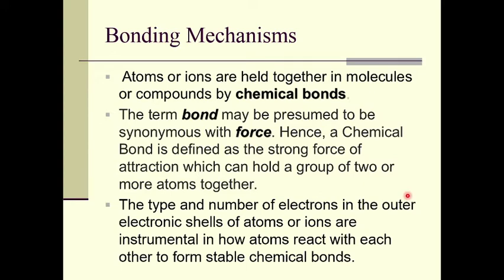The type and number of electrons in the outer electronic shell of an atom or ion are instrumental in how atoms react with each other to form stable chemical bonds. The number of electrons in the outermost electronic shell, right, and its type, whether it is s type or p type, so whether it is an s orbital or p orbital, depending on that we can determine how the atoms react with each other to form stable chemical bonds.